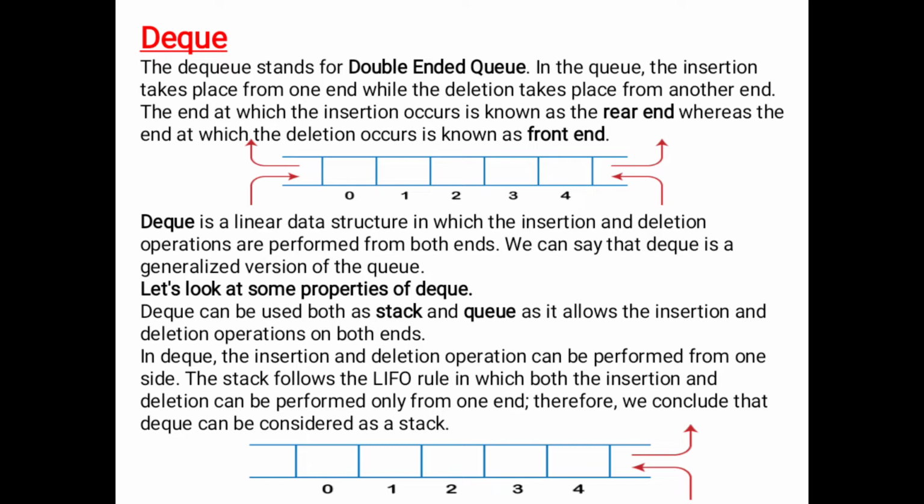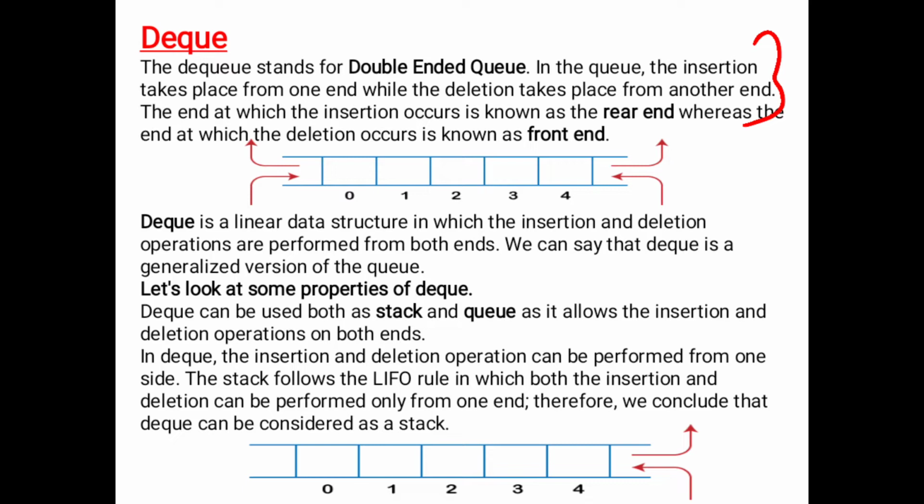So what is the normal concept of a queue? That means insertion of an element into the queue is at the rear end, and deletion, that means deleting an element from the queue, is at the front end. So that is the concept of a normal queue, explained in this paragraph. Deque stands for double-ended queue. The insertion takes place from one end while the deletion takes place from another end.